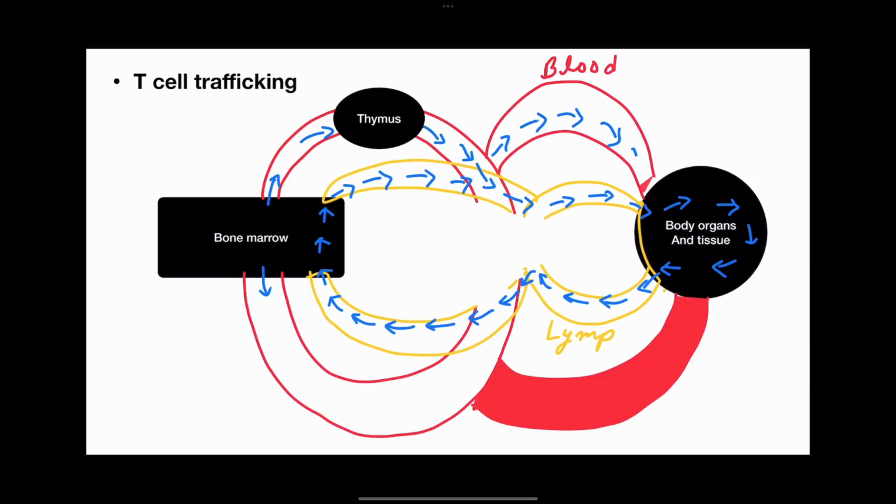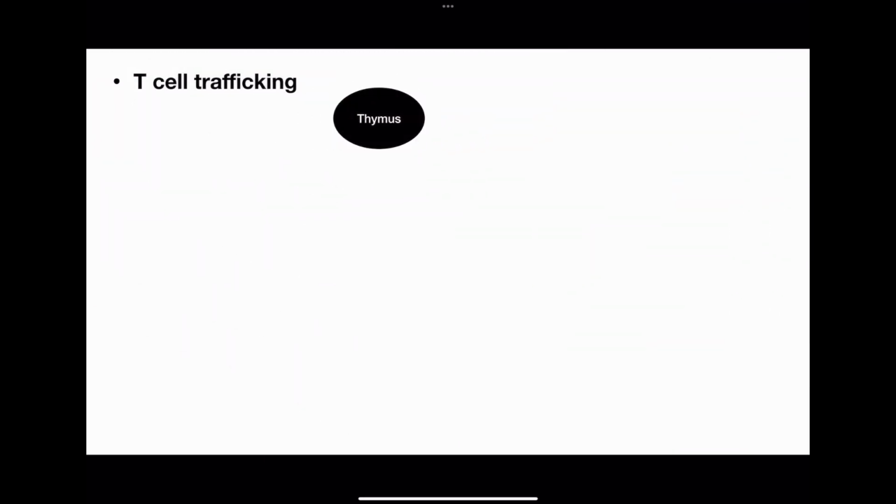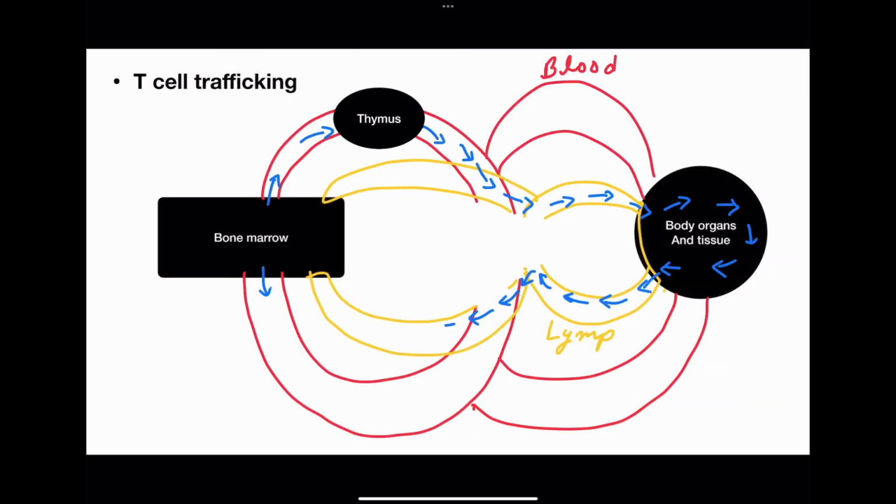And when needed, lymphocytes move towards the inflammation site in response to specific chemoattractants secreted by other cells.